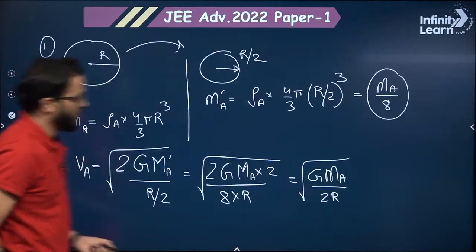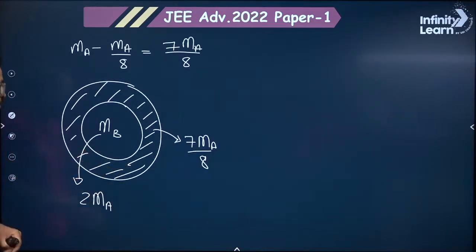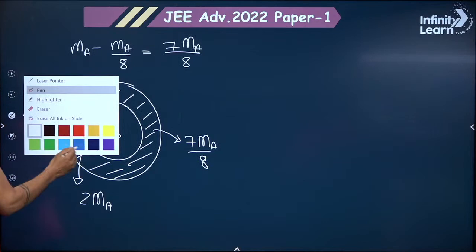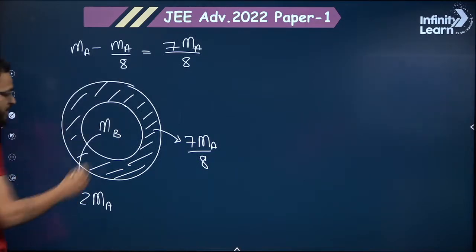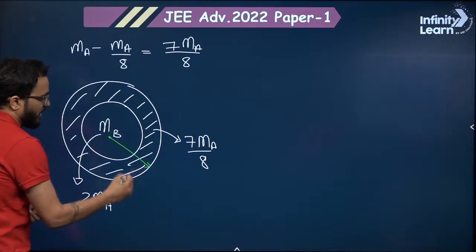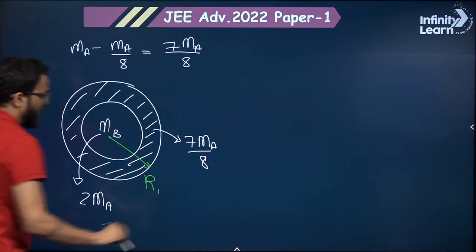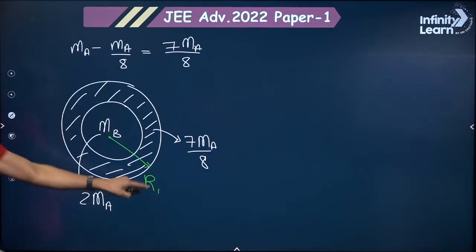MB is 2 Ma. Okay, fine. So, total mass here we know, but the only thing that we have to calculate here is this radius, the new radius. So, let's call this new radius R1.